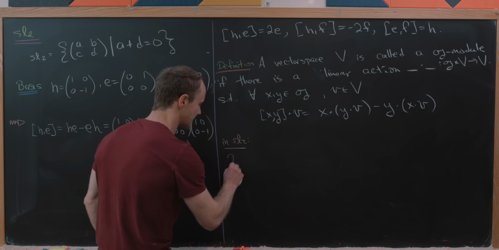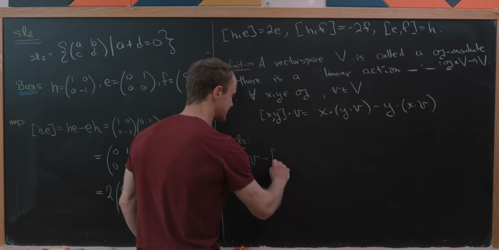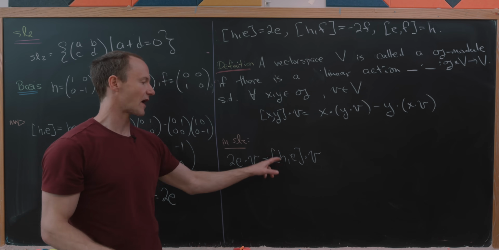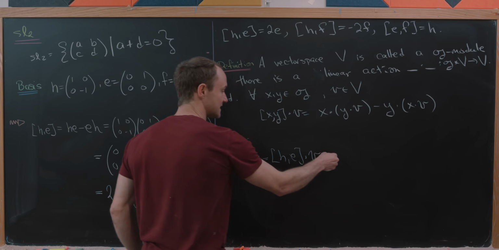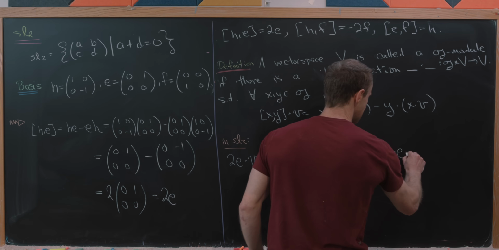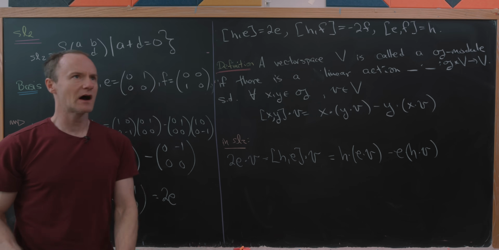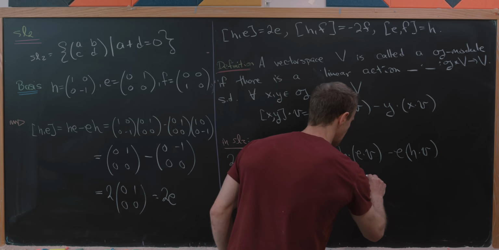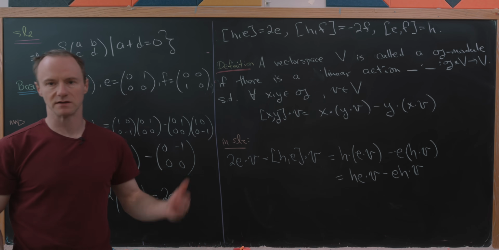So that means if we take 2 times E and we act on v, that's going to be the same thing as taking the bracket of H and E and acting on v, because notice that we know the bracket of H with E is 2 times E. But then we can expand this out. That's going to be H dot E dot v, and then minus E dot H dot v. So like that. And now we'll often just abuse notation here, and we'll rewrite this as HE dot v minus EH dot v, just to keep it a little bit simpler.